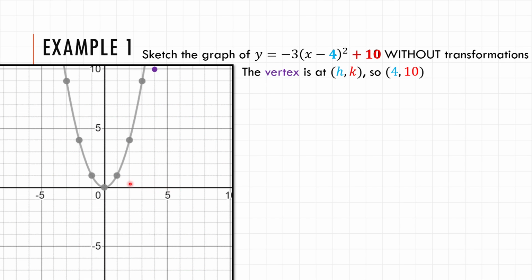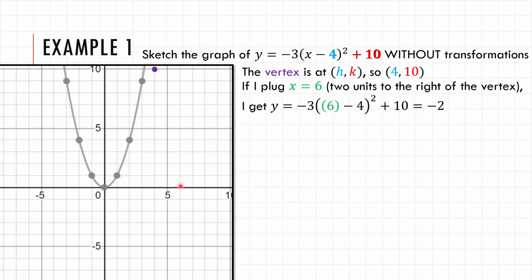I might choose 3 or I might choose 2. In this case, for no particular reason, I've chosen 6. So if I choose x equals 6 and plug it into this equation, that will give me the y value, and it turns out that's -2. So there is another point on the graph of this parabola right here at (6, -2).